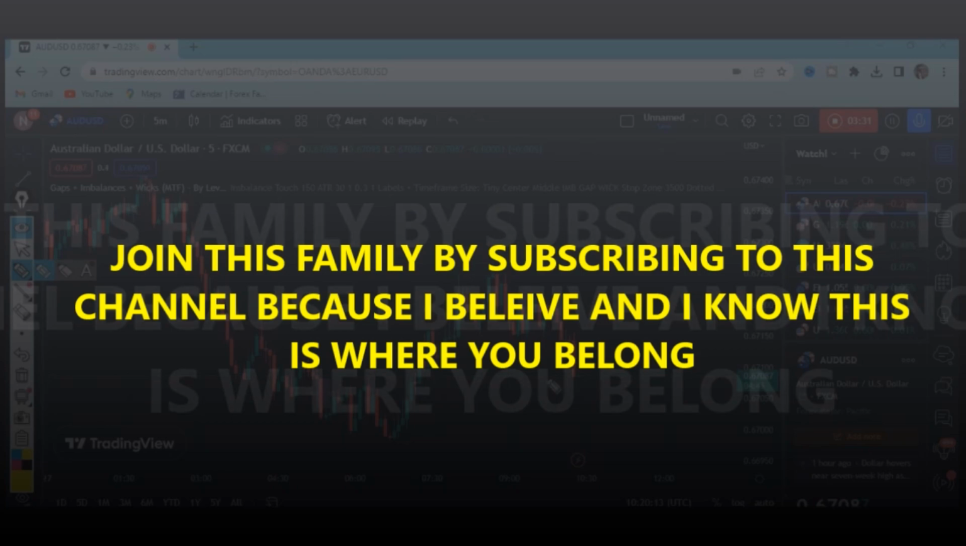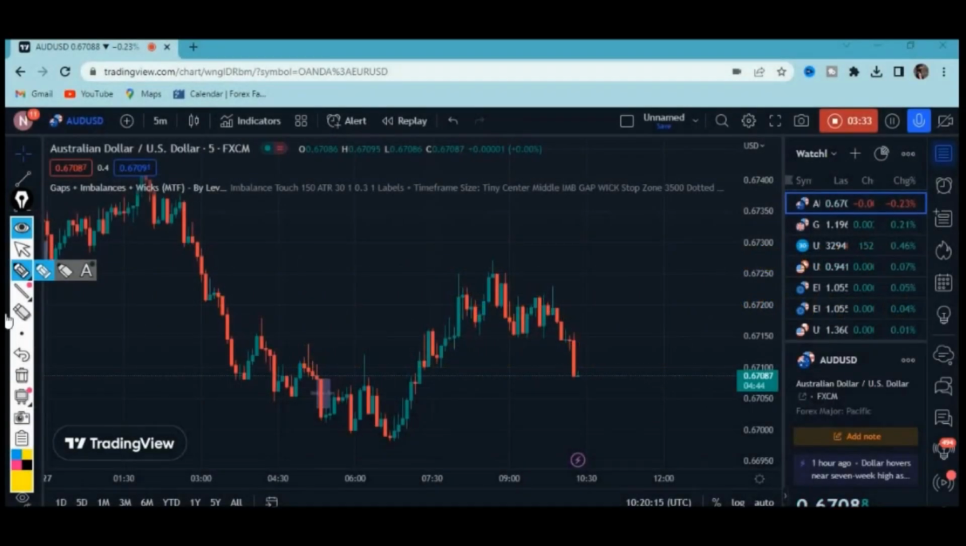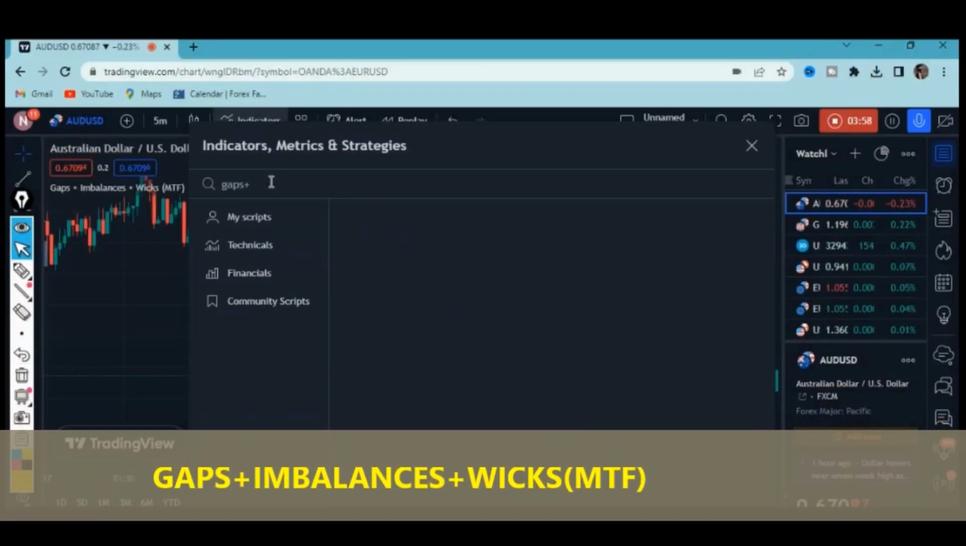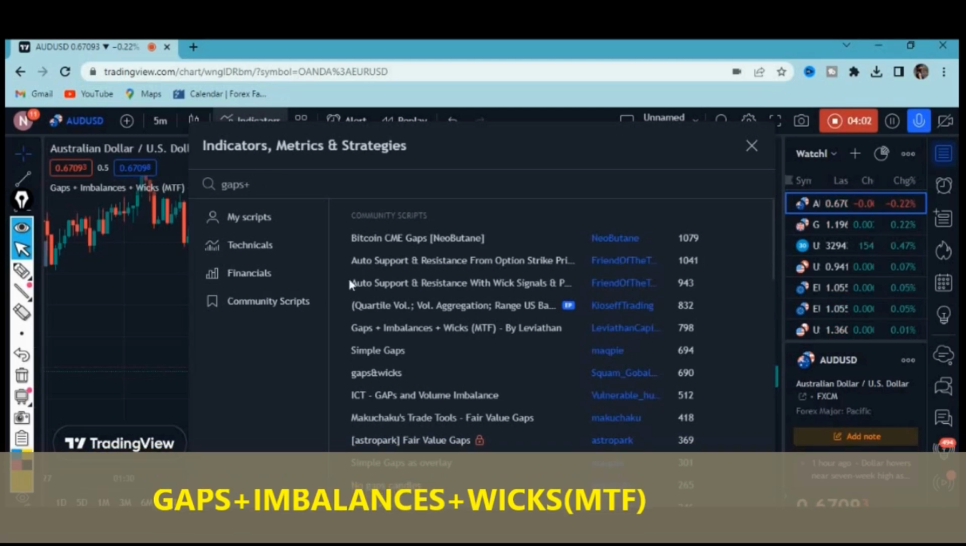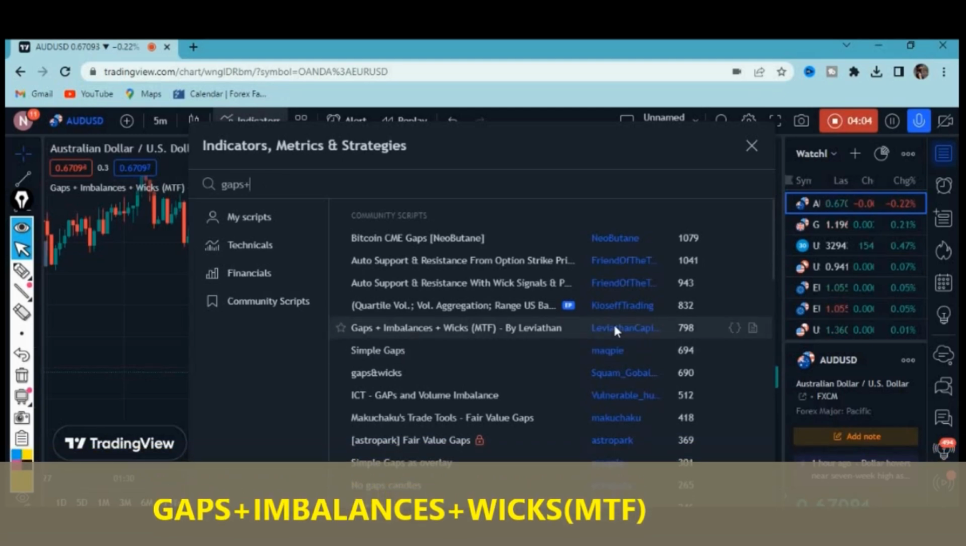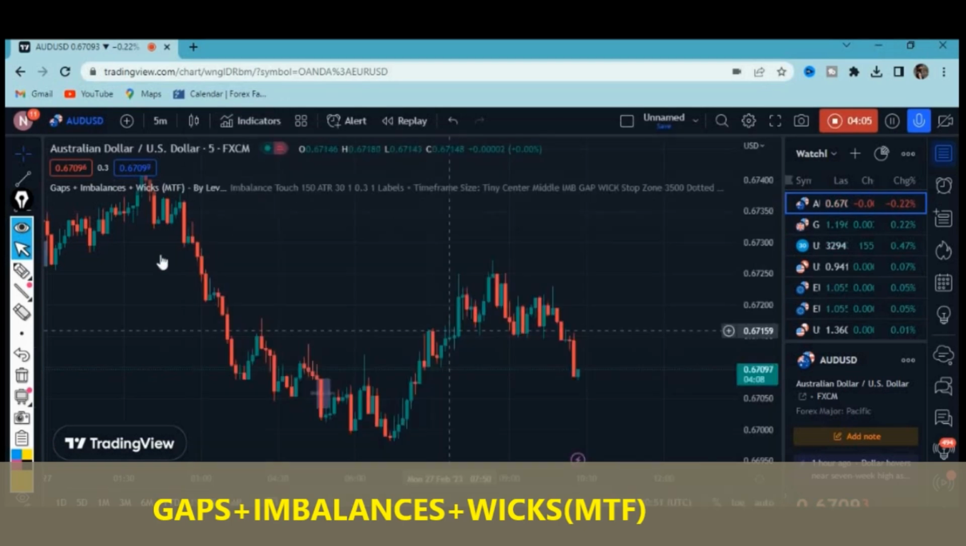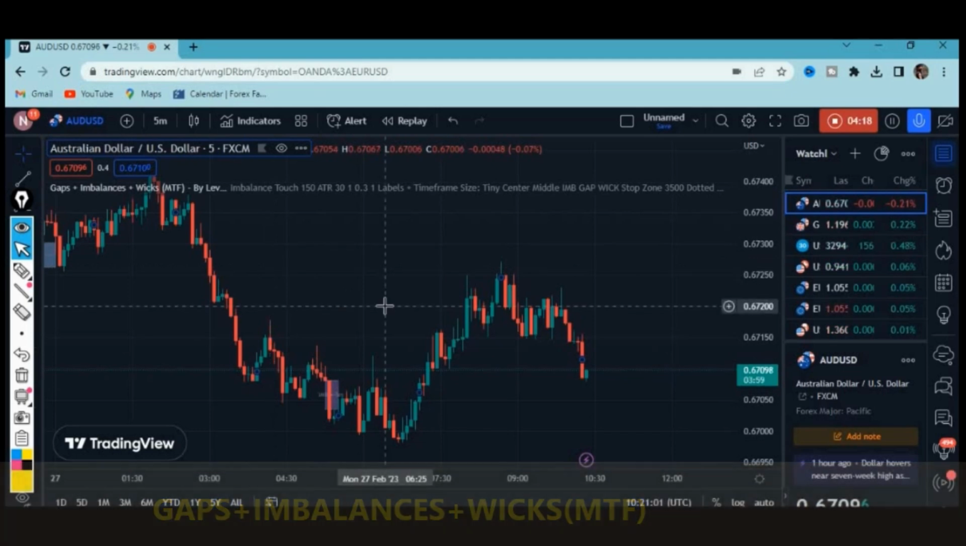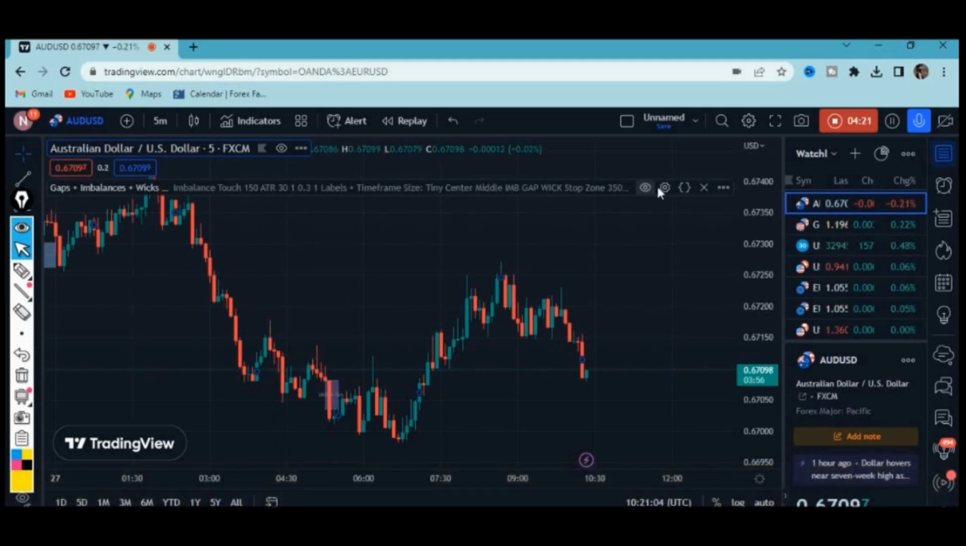So right away guys, let's add the indicator on our charts. Click on indicators, and once you click on it, type gaps plus imbalances plus wicks by Leviathan. Click on it, and this is how it appears on your chart. To those experienced traders, I know most of you prefer trading imbalance, and so you will choose what you want to see under your settings.